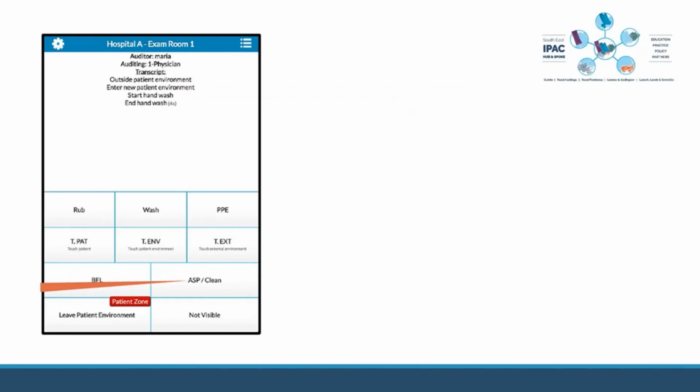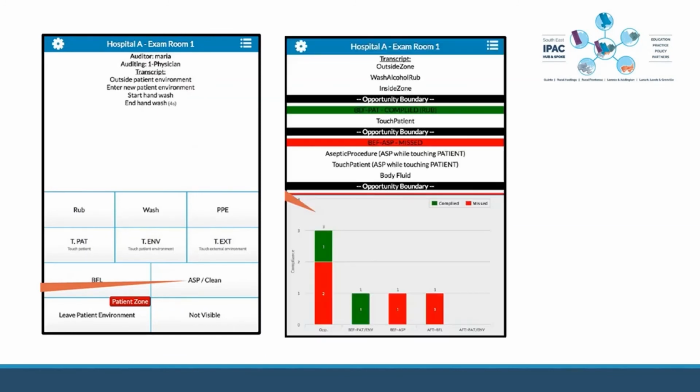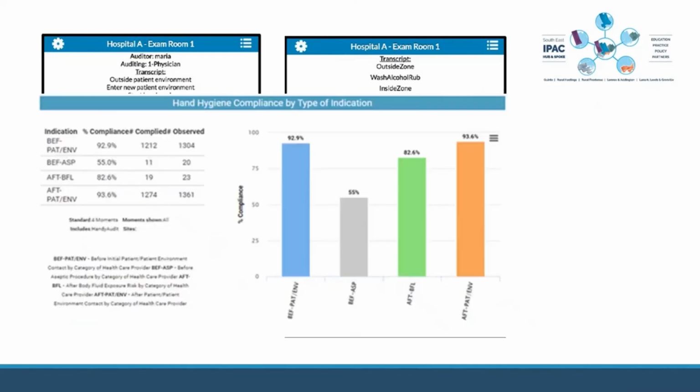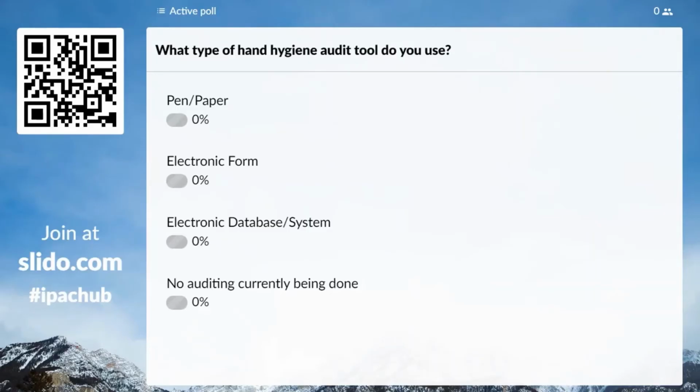So here's what the tool would look like. It's the software piece where you enter your data. You can click on different options while you're observing the staff member. And then you can see the lovely graphs that can be displayed and produced from a software system such as that, so that you can share it widely. So those are just some options and tools that are available.